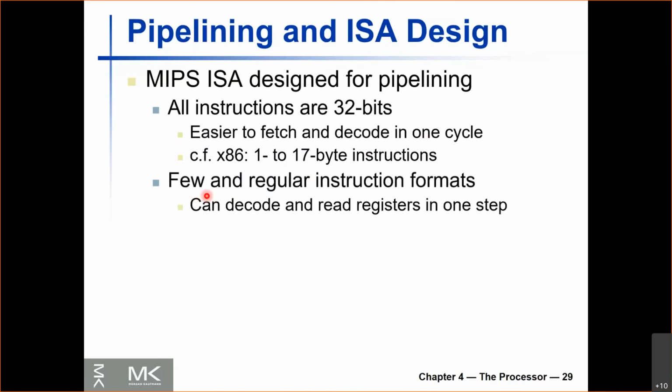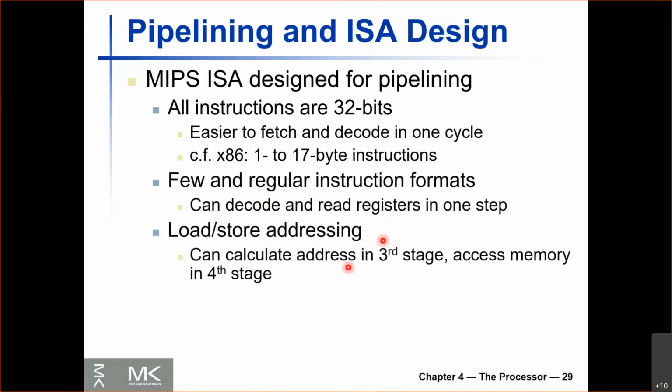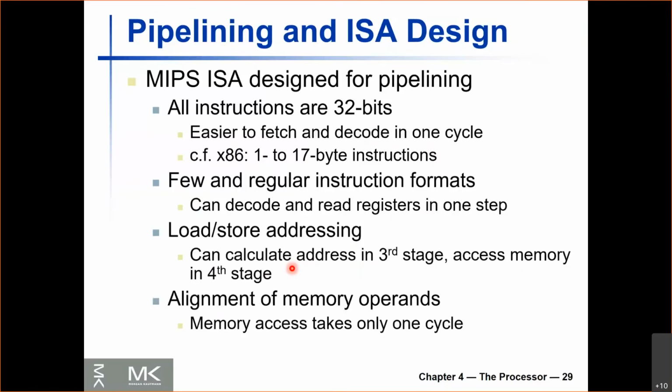Another thing is that we have few and regular instruction formats. This makes decoding and reading the registers in one step easy. For load and store addressing, we can use the ALU to calculate the address, as one stage, and then access memory in the fourth stage. And finally, because we access memory in an aligned way, memory accesses take one cycle. If we accessed memory in a way that was not aligned, it would be more expensive and we couldn't do it in one cycle. So these are the different ways that MIPS is designed to allow for easy pipelining.